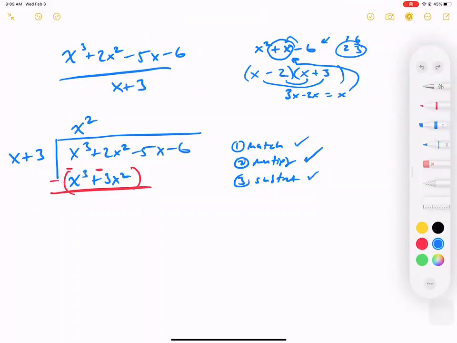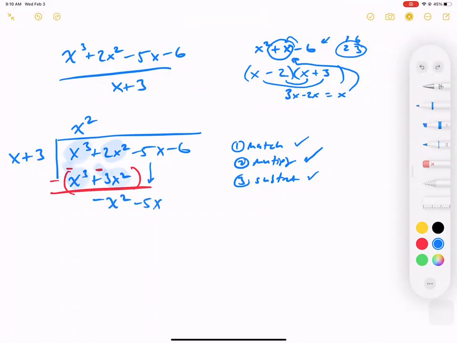Now, why do I ask you guys to do this? Because now it's obvious. X cubed minus x cubed cancels out. 2x squared minus 3x squared, 2 minus 3 is negative 1. That's going to be a negative x squared. We follow by bringing down the next term, and we start the whole process over again. We match, multiply, and subtract.